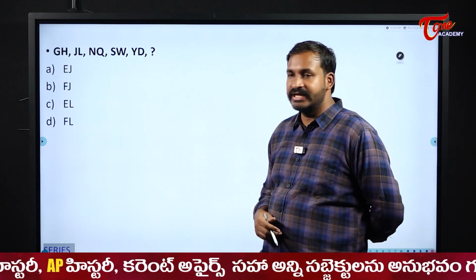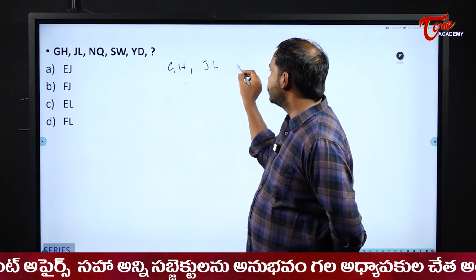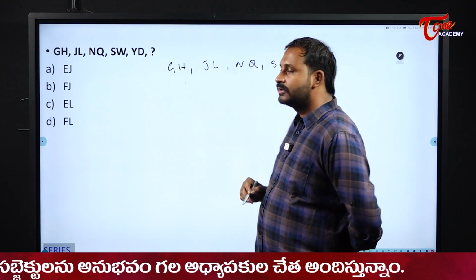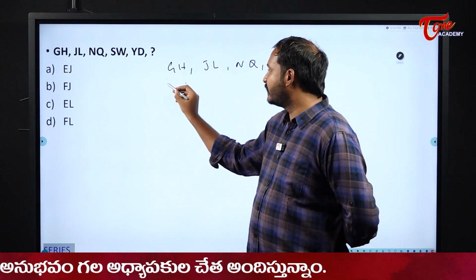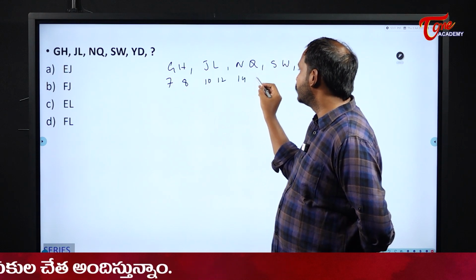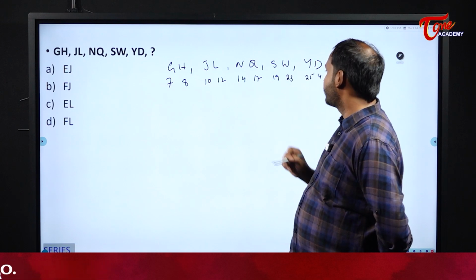GH, JL, NQ, SW, YD. What is G? G is the 7th alphabet, H is the 8th, J is 10th, L is 12, N is 14, Q is 17, S is 19, W is 23, Y is 25 and D is 4.